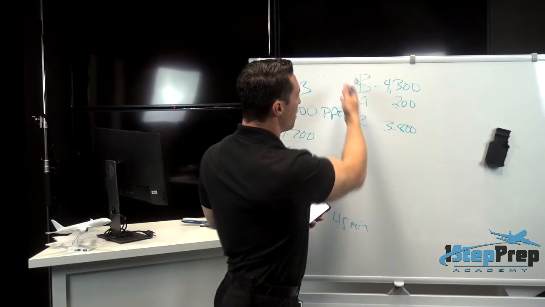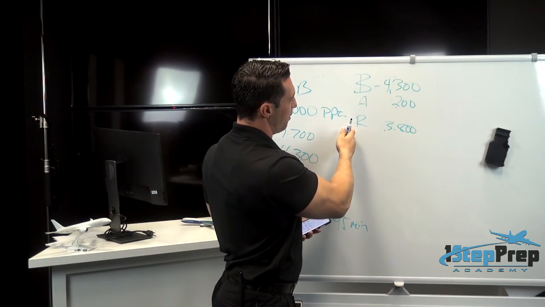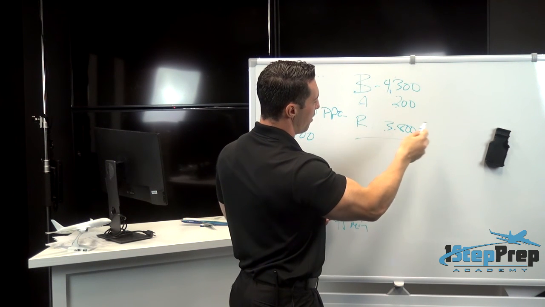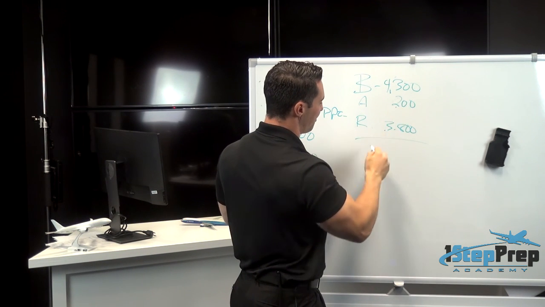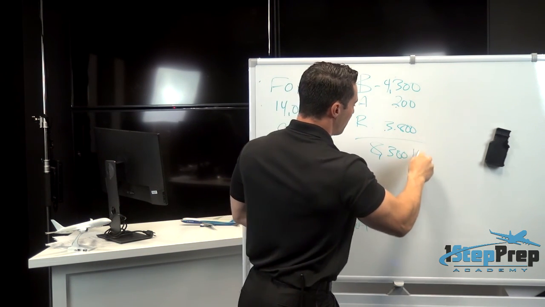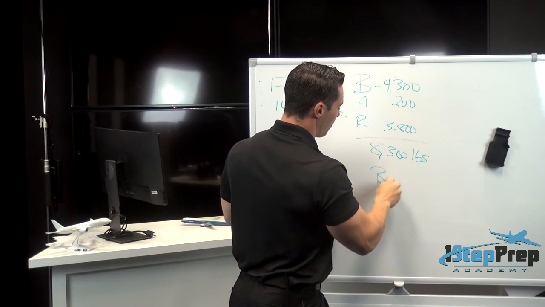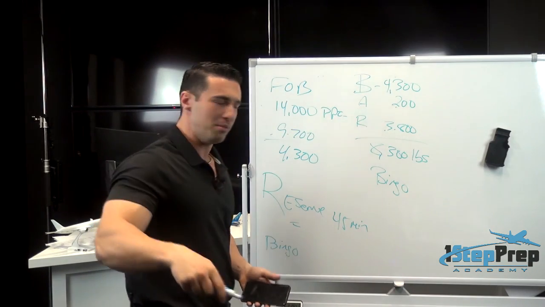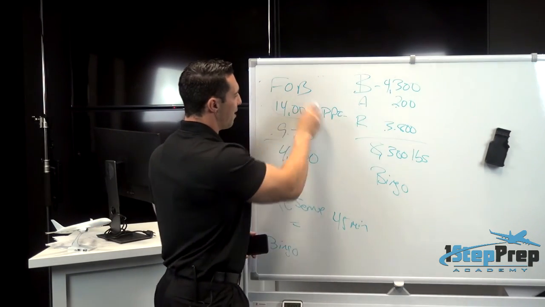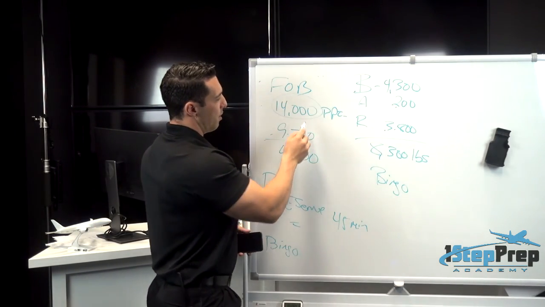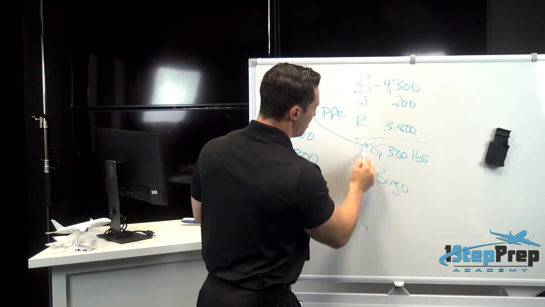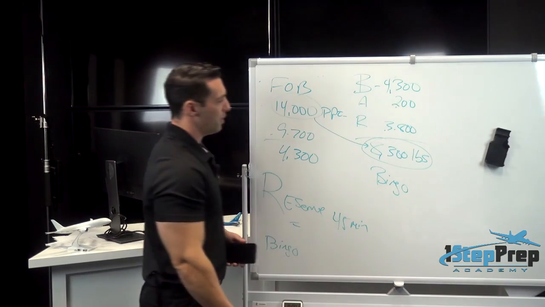So now we take the burn plus the alternate plus the reserve. We add it all together. That's 4,300 plus the 200 is 4,500 plus the 3,800 is 8,300 pounds. So 8,300 pounds is our bingo fuel. Now we currently have in this present moment 14,000 pounds. We have to be on our way for sure to the destination when we reach 8,300 pounds.